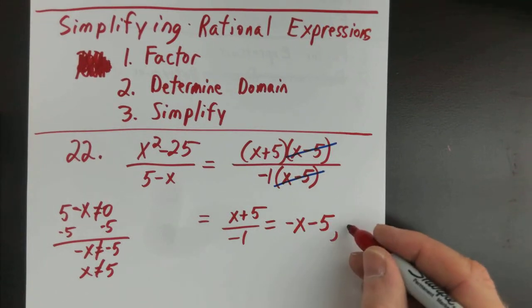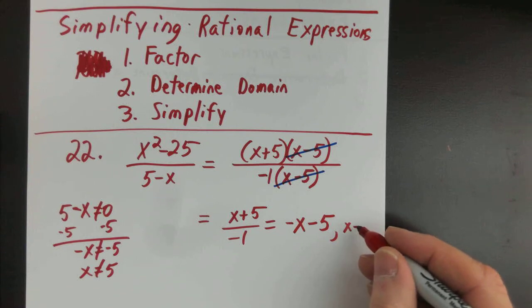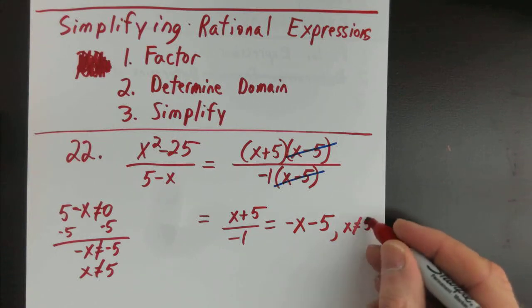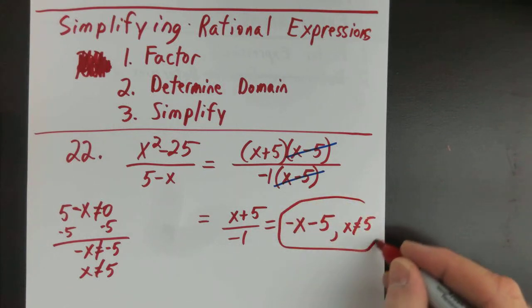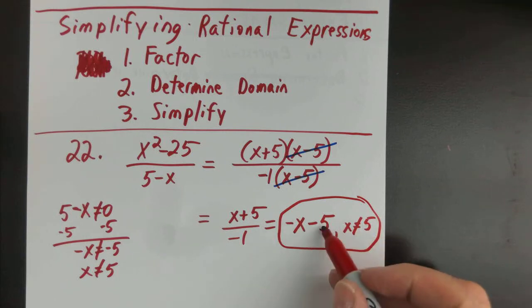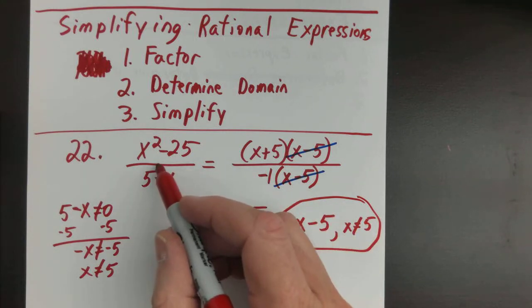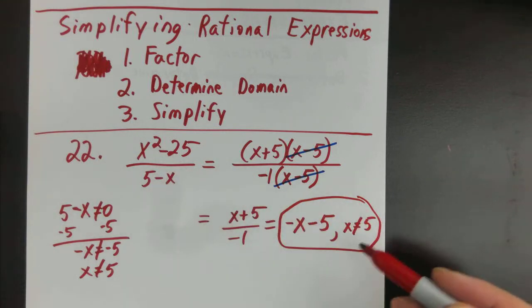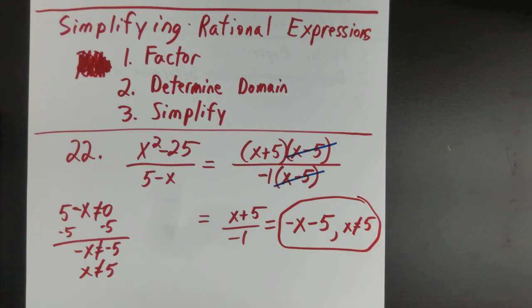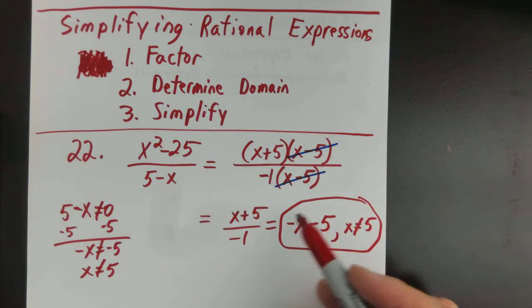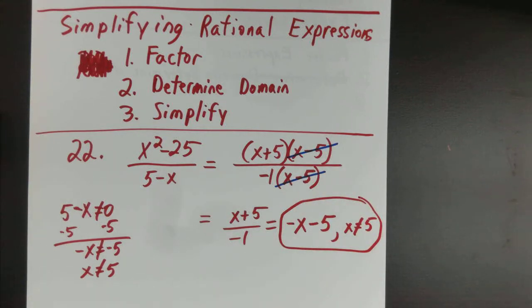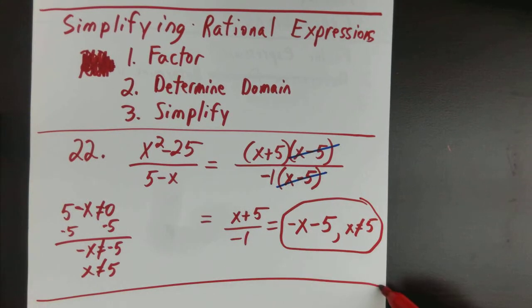But then let's put in the fact, part of the domain, that x cannot equal 5. Okay, we can put 5 in easy enough here, but in the original we can't. It would be undefined in the original. So that's why we have to look at the domain before we do all the canceling out. All right, that's 22.